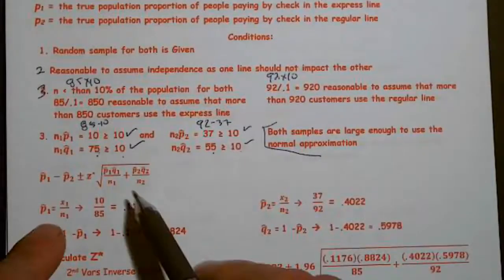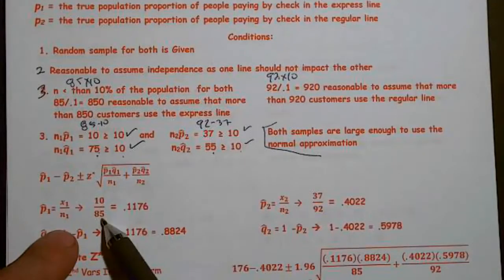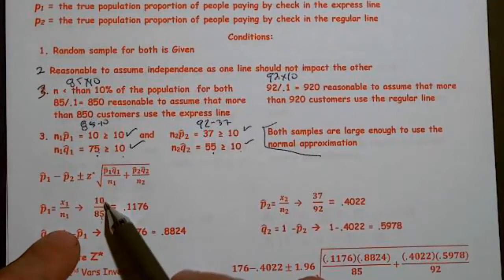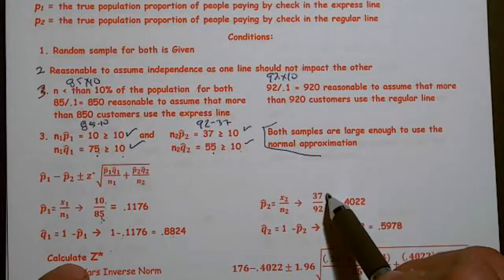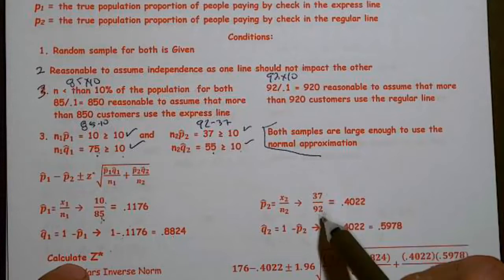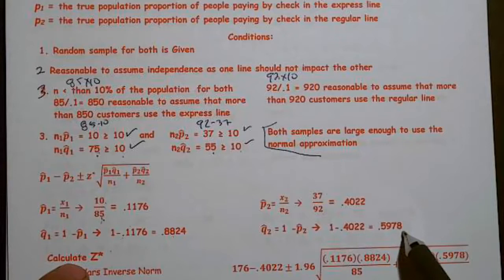So we write down our formula, and we know that p hat 1 is 10 divided by 85. And if that's 10 divided by 85, then q hat 1 is 1 minus that, which is 0.8824. P hat 2, we had 37 who paid with check going through the regular line, which 1 minus that is the proportion who paid in the express line.